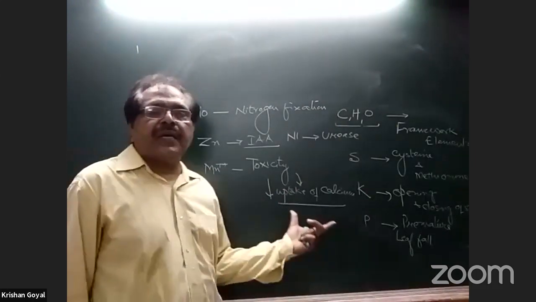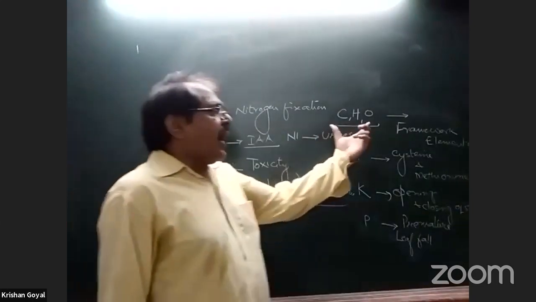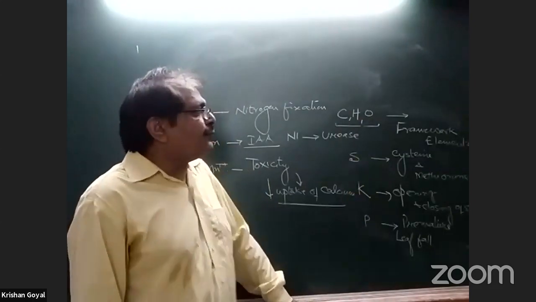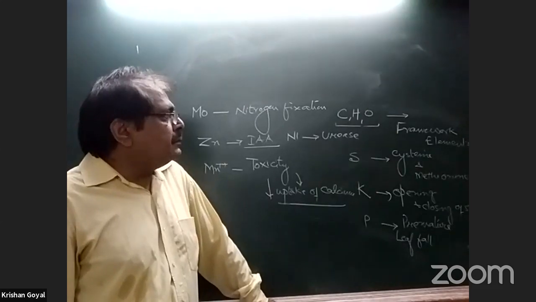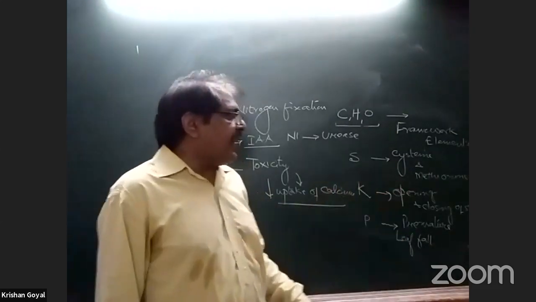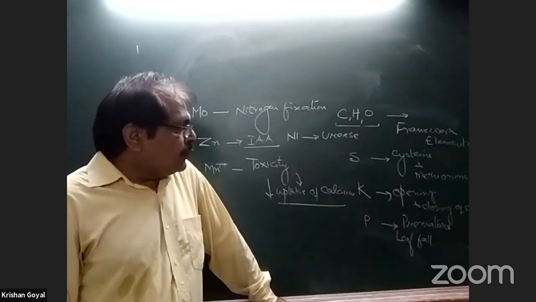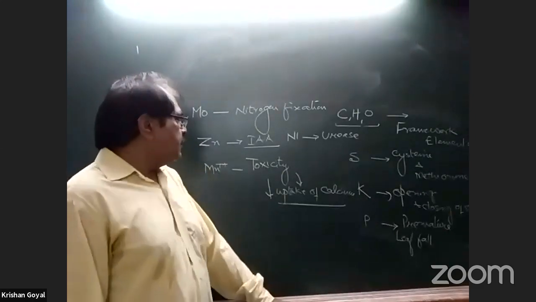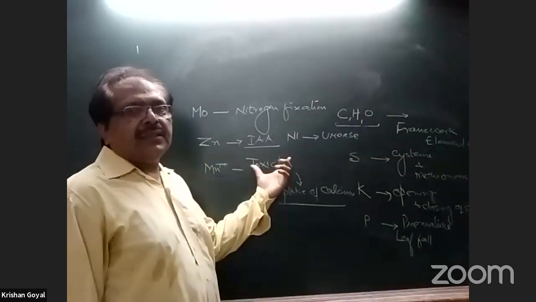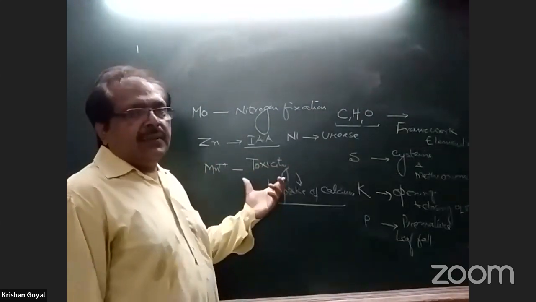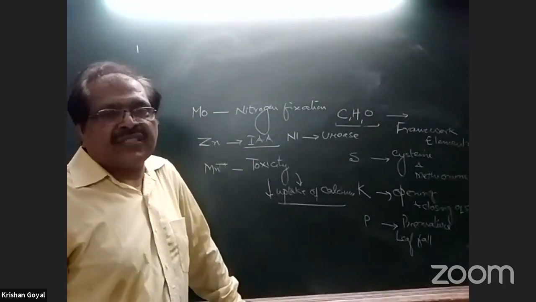So these are some of the most important elements which you have to remember. I just repeated. Carbon, hydrogen, oxygen, they are called the framework elements. Nickel is in urease, sulfur in cysteine and methionine, potassium for opening and closing of the stomata, phosphorus for premature leaf fall, manganese causes toxicity, zinc forms indole acetic acid from tryptophan, then molybdenum is responsible for nitrogen fixation.